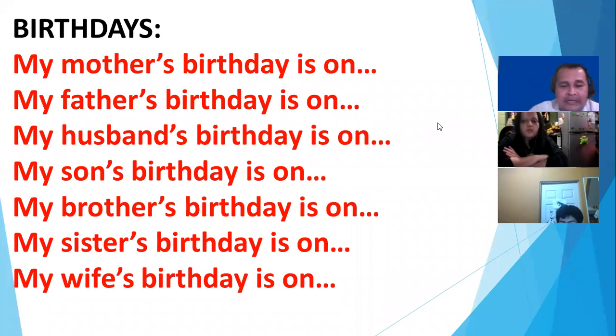Now, Jose Sol. It's your turn, Jose. Tell us, please. Four family members. My mother's birthday is on April 12th. My father's birthday is on May 12th. My sister's birthday is May 10th. My wife's birthday is December 19th. December 19th, okay.